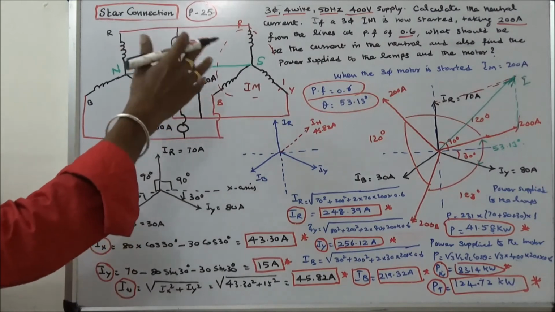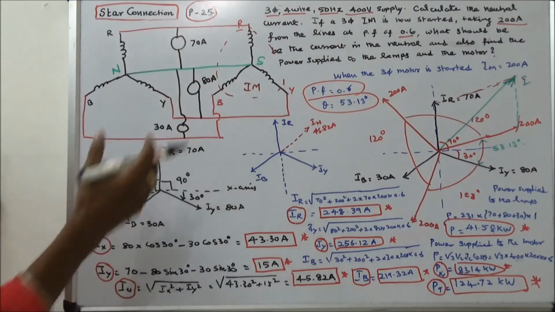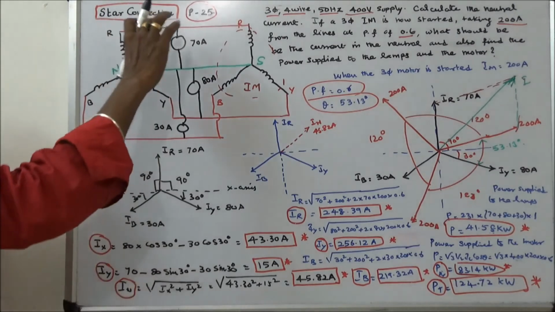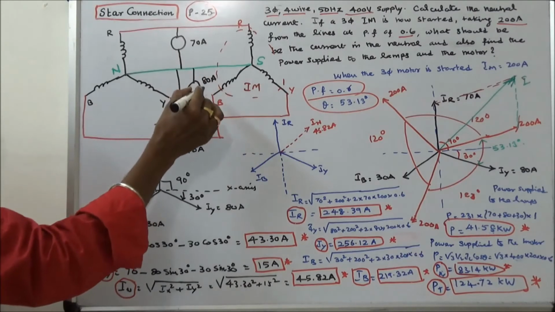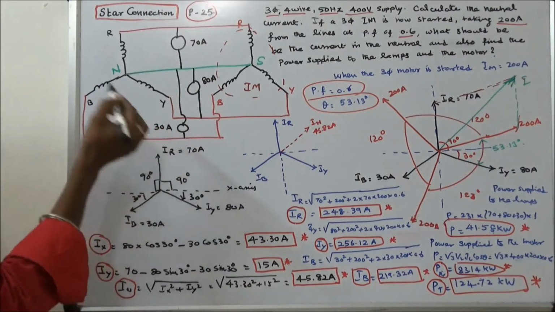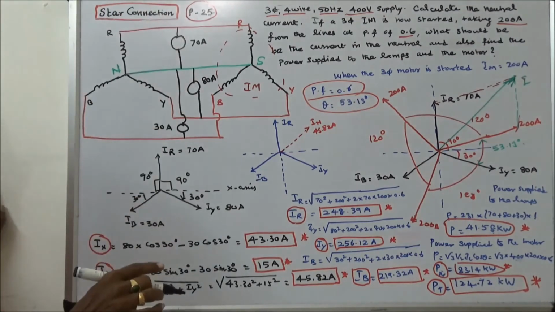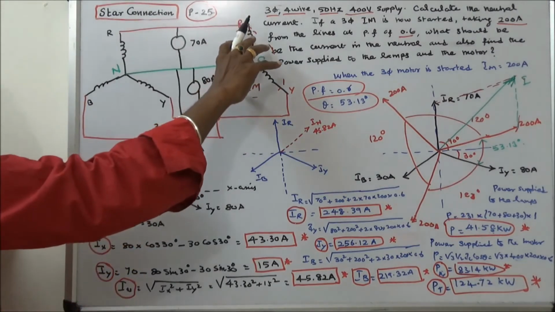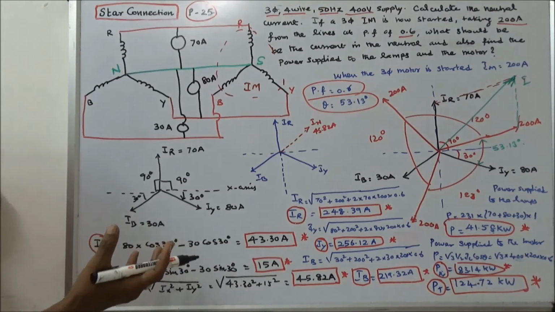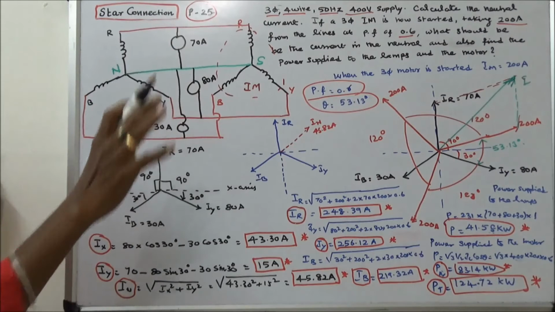Third problem: 3-phase 4-wire 50 Hz 400 volt supply. Phase sequence is RYB. This is a 3-phase 4-wire system. A non-inductive load in the R phase takes 70 amps, Y phase takes 80 amps, B phase takes 30 amps. The first question is to calculate the neutral current. Second question: if a 3-phase induction motor is started, the induction motor taking 200 amps from the lines at a power factor of 0.6.